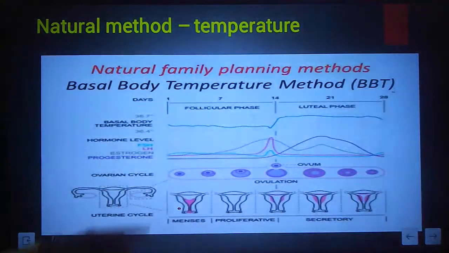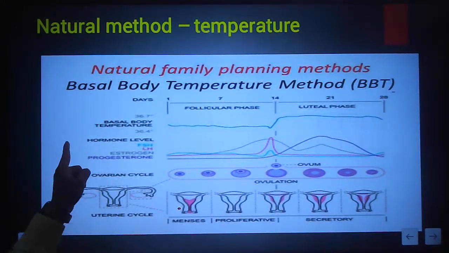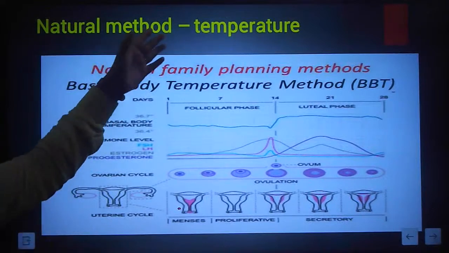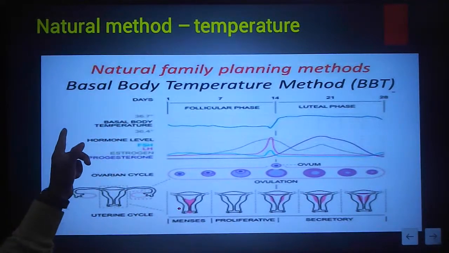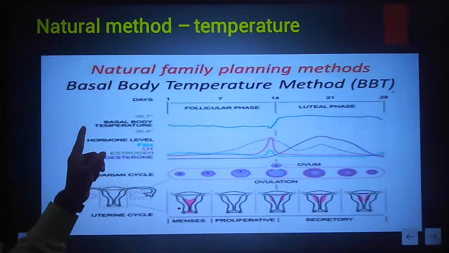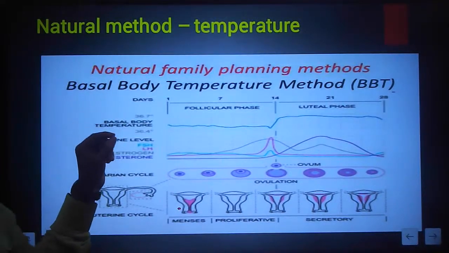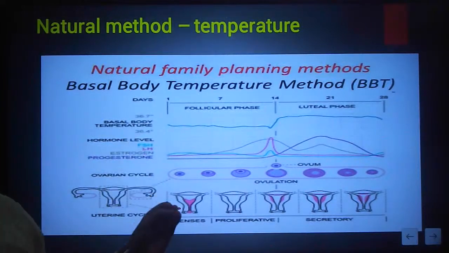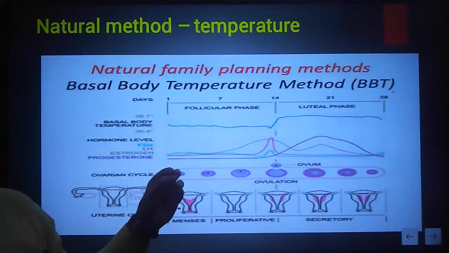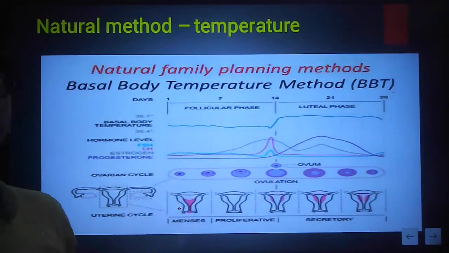Next we move on to the temperature method. The second natural method is the temperature method. You can ask me, sir, how is the temperature going to help? As far as the woman is concerned, you take the body temperature, right? The body temperature shows a slight dip and then a slight increase, at the time of ovulation, when the egg starts to come out of the ovary.